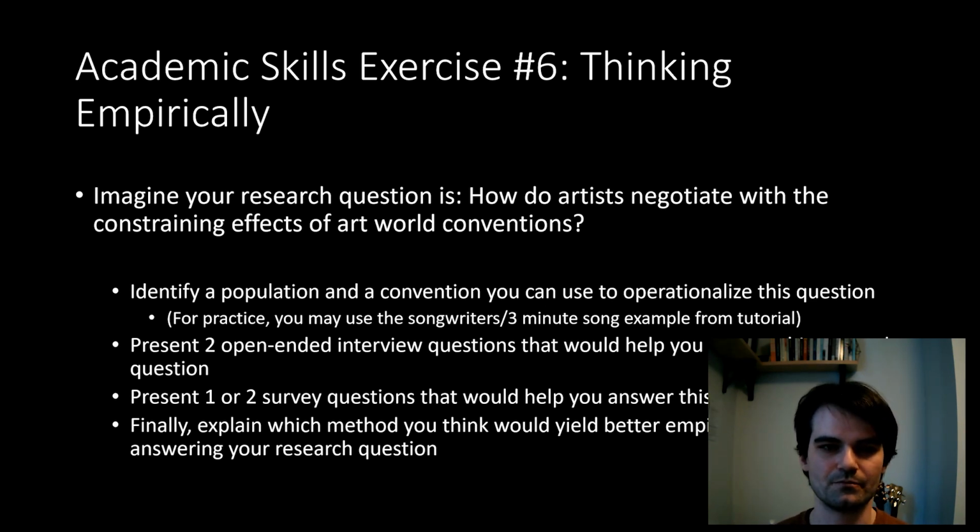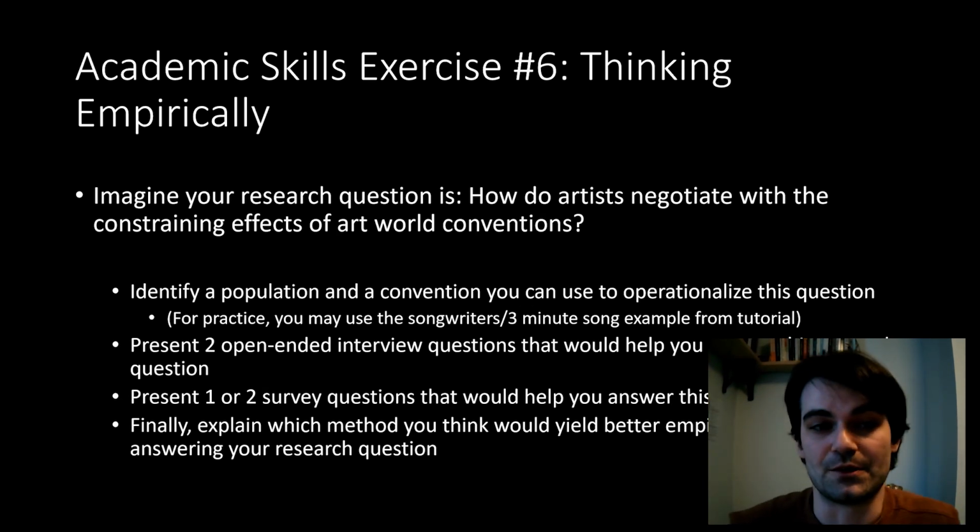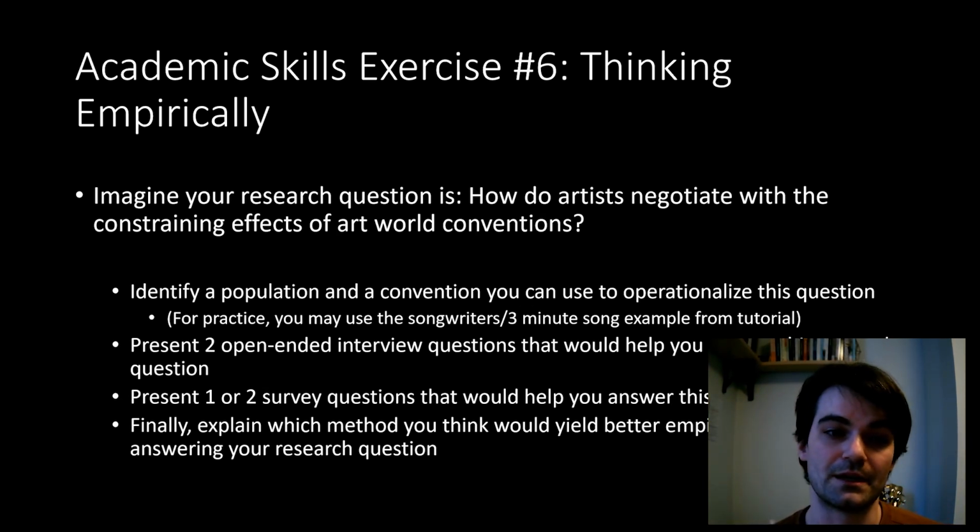So, backing up to the beginning here. Imagine your research question is, how do artists negotiate with the constraining effects of art world conventions? Part 1 is to identify a population and a convention that you can use to operationalize this question. Again, if you're feeling bold, feel free to pick a different population. Could be, I don't know, painters and colors. You'd probably want to pick a subgenre if you're going to do that. But you can pick your own if you want, or you're welcome to just use songwriters and the 3-minute song format.